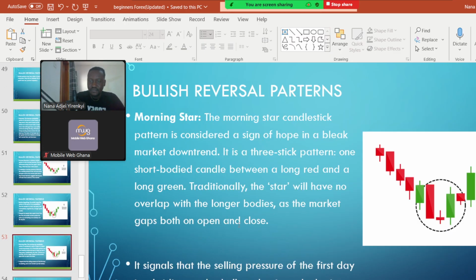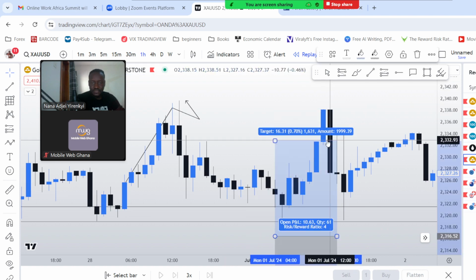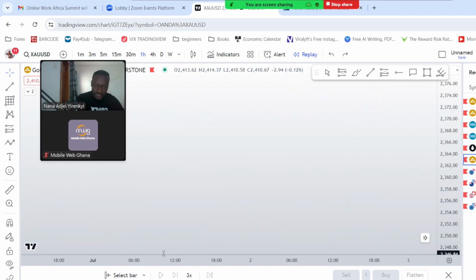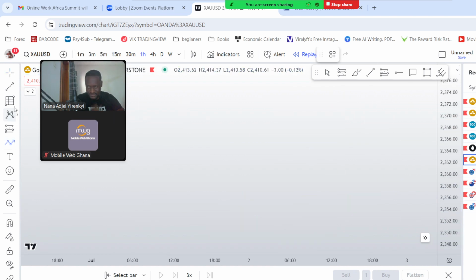The next one, or the last bullish reversal pattern we're going to talk about, is the morning star candlestick pattern. The morning star is made up of 3 candlesticks. We have a bearish candle on the left, a bullish candle on the right, and in between we have a smaller candle, what we call a doji candle.